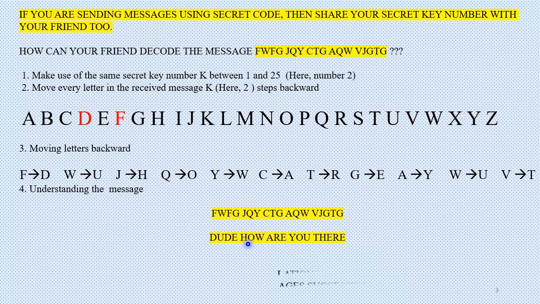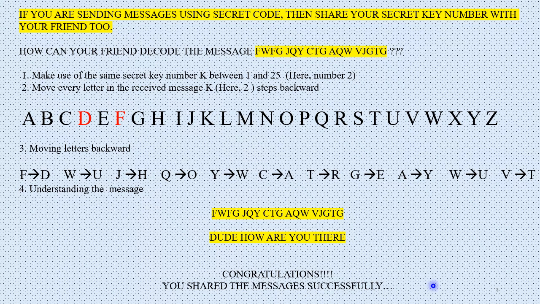If you do it like this, no one else will be able to understand what you have actually shared between you. And you can make your own secret key language by changing the key. This example was with key equal to 2. You can take any value between 1 and 25 and you can easily share your message securely, and you can peacefully write your diary too. So congratulations, you have shared the messages successfully.